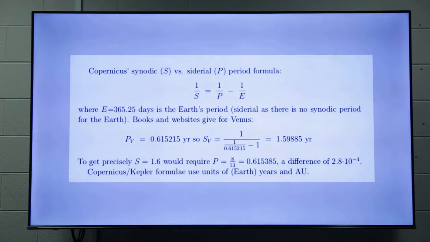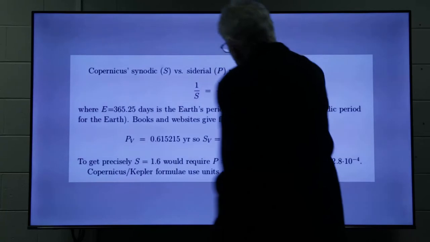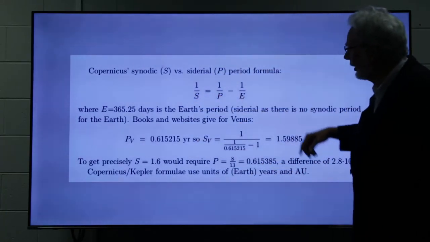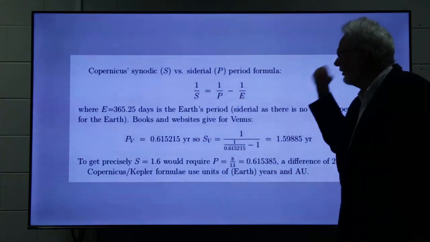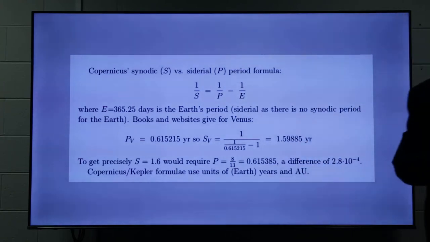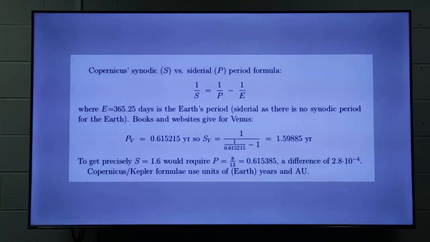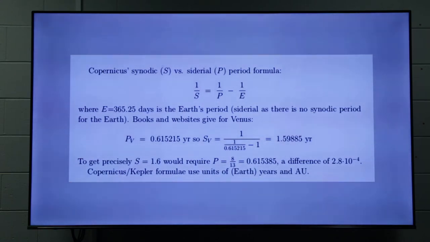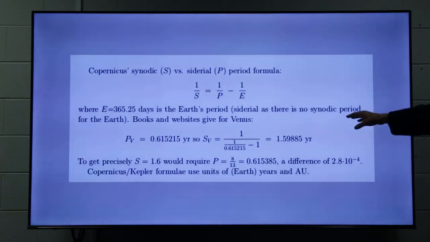Now, this is what Copernicus did with it, and did with all the planets. He worked out the relationship between the synodic period and the sidereal period. Because for Copernicus, the sun was at the center. And so he could understand that the Earth and Venus were going around on different sidereal periods, that is, different periods going around the sun, and that they were passing by each other. And so Copernicus works this out.